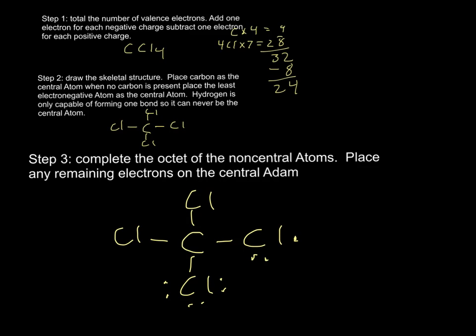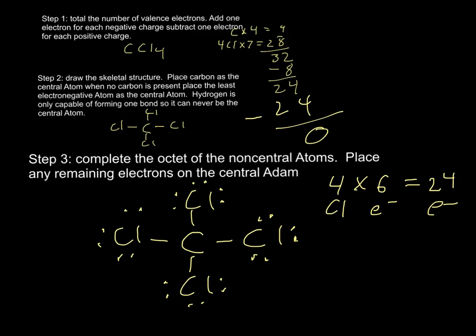Each one of these chlorines only has 1 bond, so each one will need 6 more electrons to complete its octet. Now I have 4 chlorines, and I gave each one of those chlorines 6 electrons. That means I used a total of 24 electrons. So I have to subtract those 24 electrons from my building fund. Oh no, that exhausts my building fund. So I'm out of electrons.